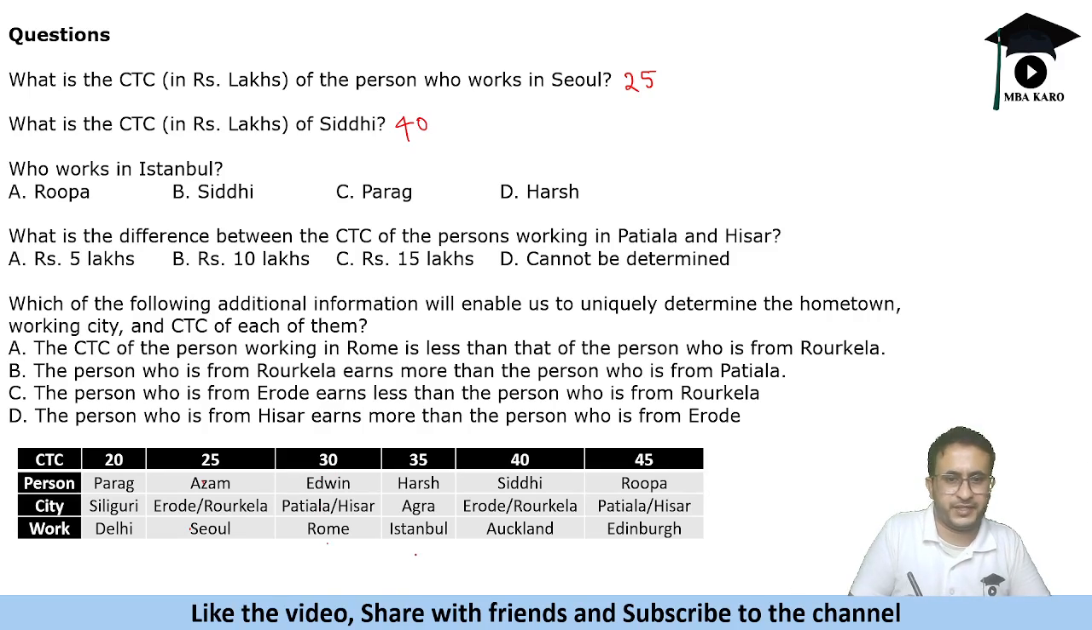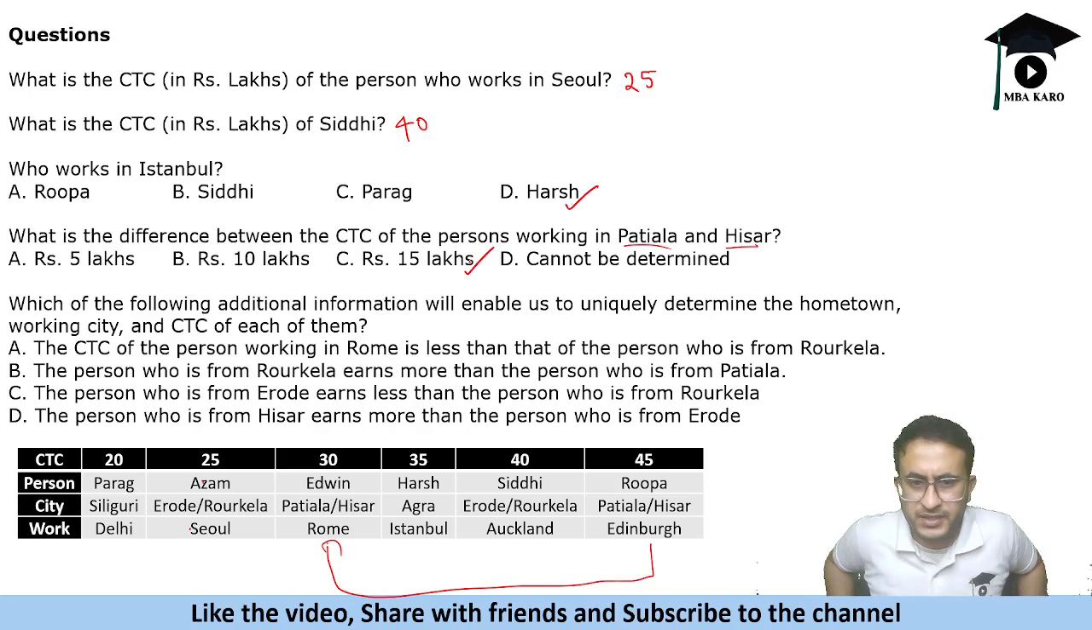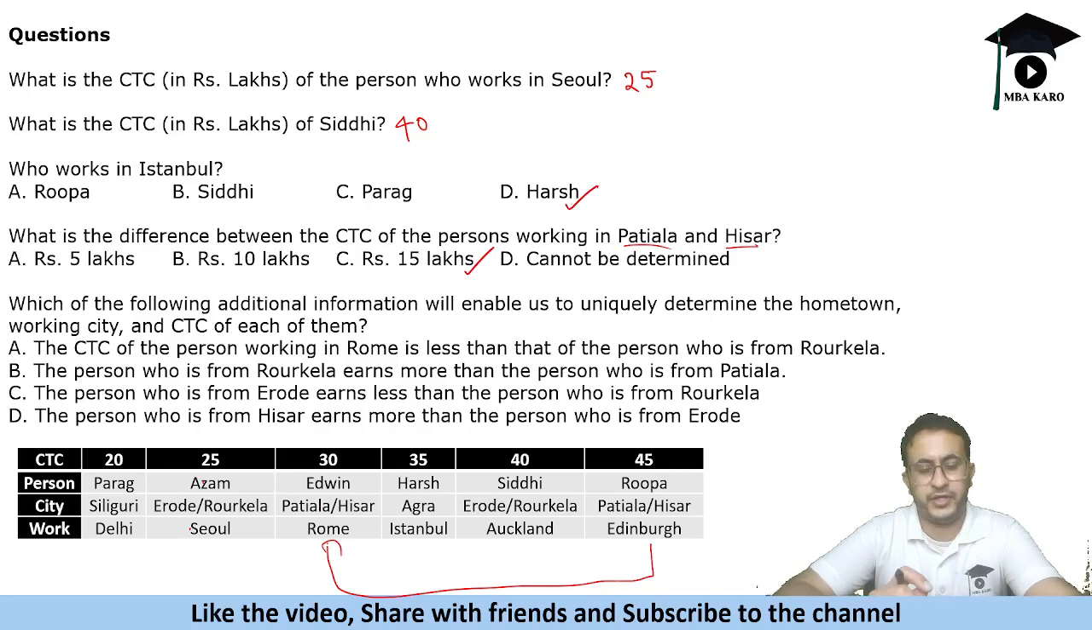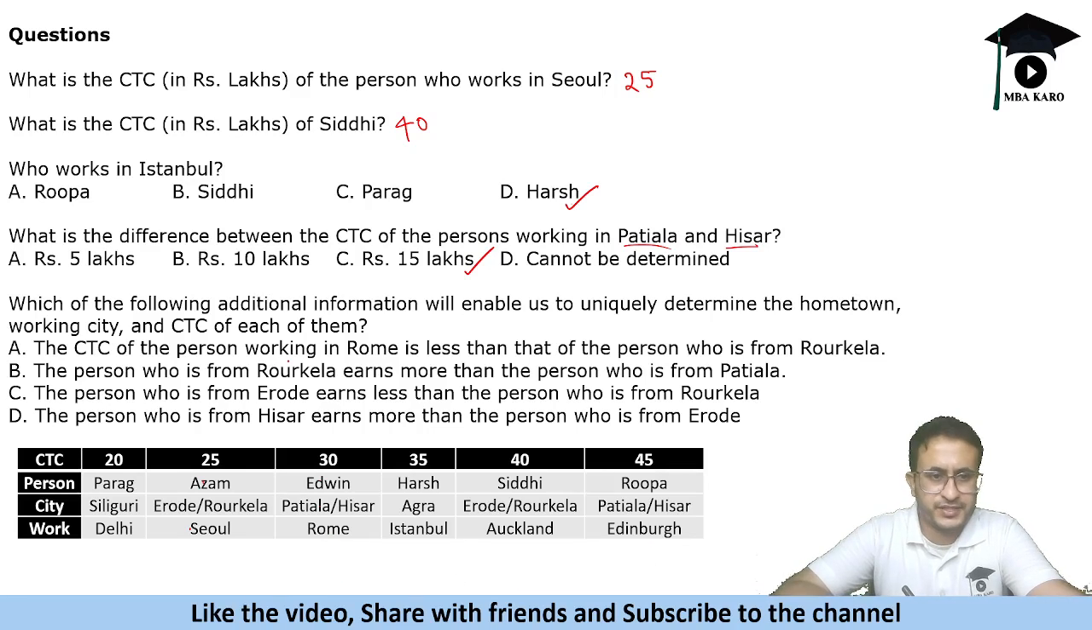Istanbul, the person working in Istanbul is Harsh. Difference between the CTC of the persons working in Patiala and Hisar. Right? See, Patiala and Hisar are either 45 and 30. So the difference is 15 lakhs. Now the last question. Which of the following additional information will enable us to uniquely determine the hometown, working city and CTC of each of them?